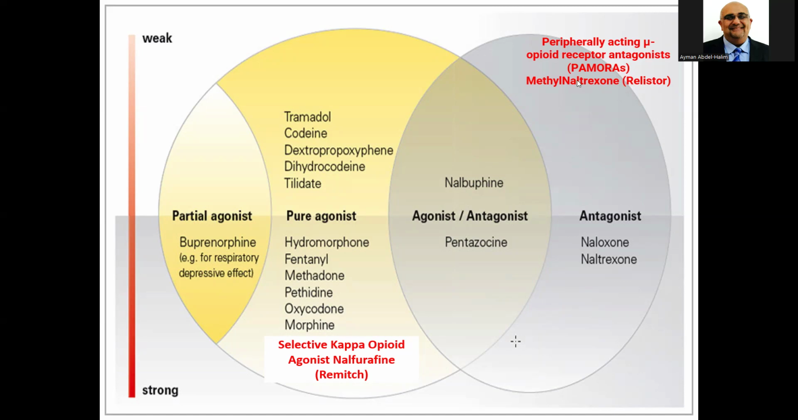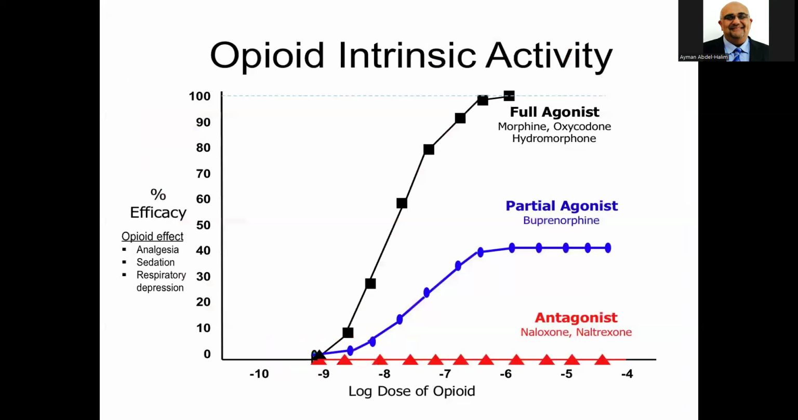And then we have here peripherally acting mu opioid receptor antagonists. We call them the PAMORAs, like Relistor. The difference between an antagonist and a PAMORA is the PAMORAs are not able to cross the blood-brain barrier. So they treat the side effects of opioids without reversing analgesia. This new drug from Japan is used in itching, pruritus, related to chronic kidney disease.